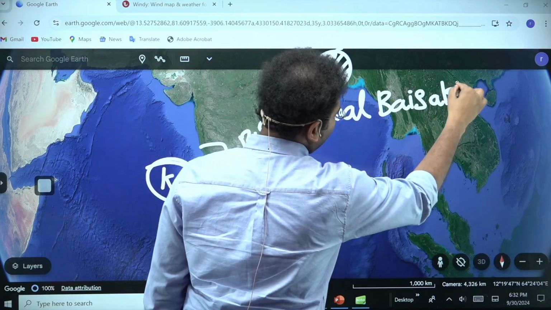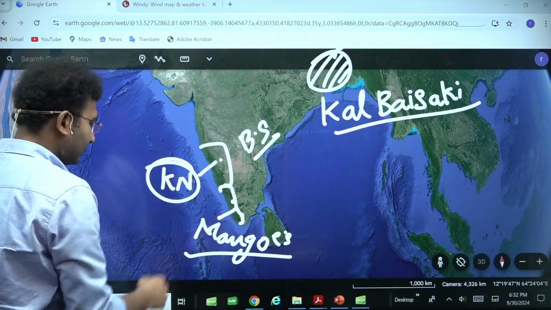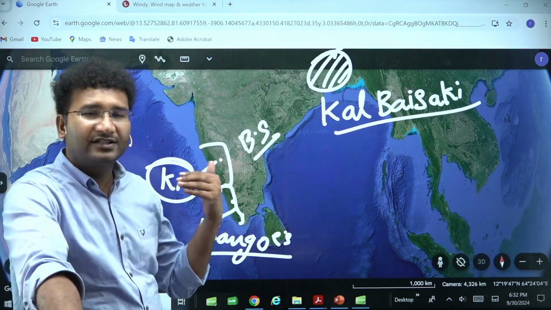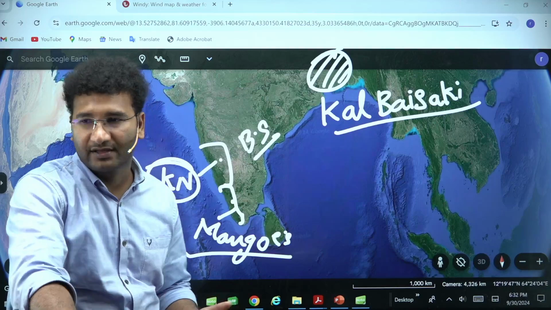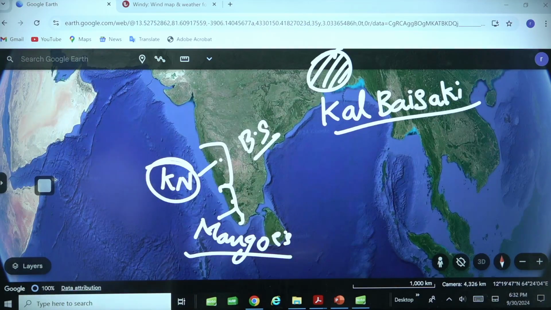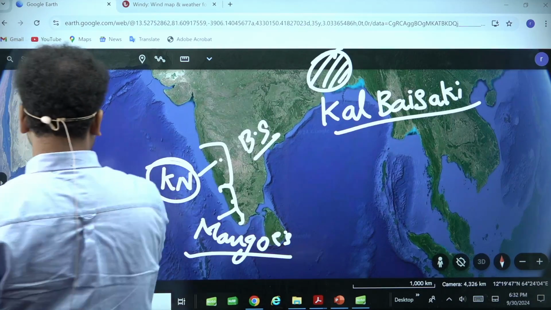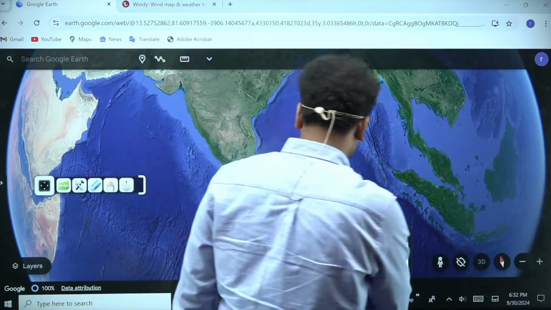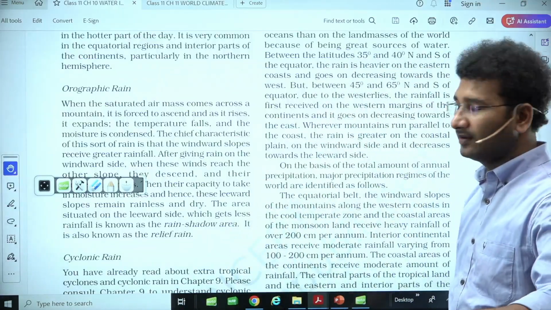Okay? These are the names which are given to the convectional rainfalls in India. They are present just before the onset of the monsoons, right? Mango showers, blossom showers, and the other. Clear? Okay.